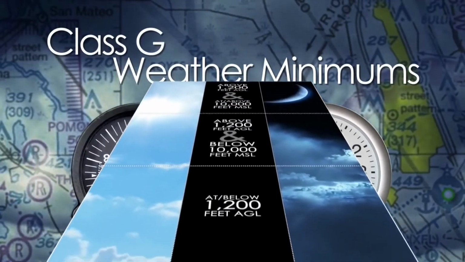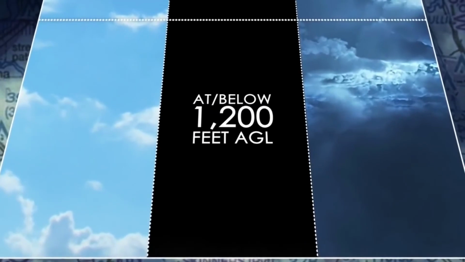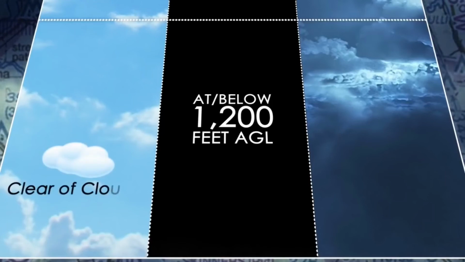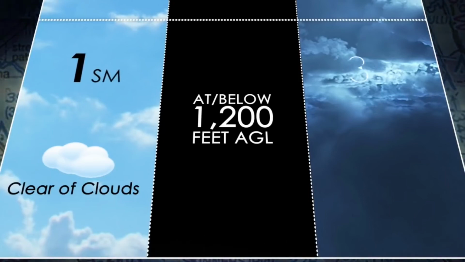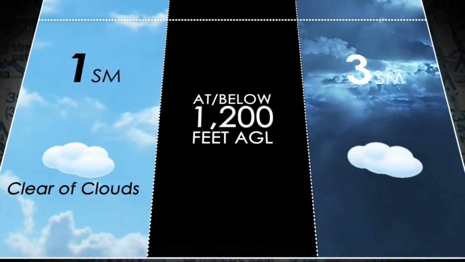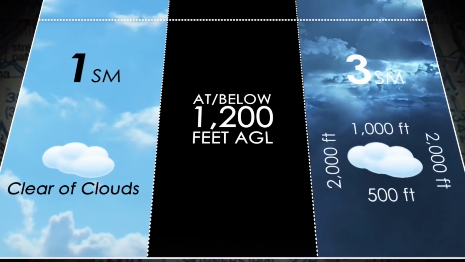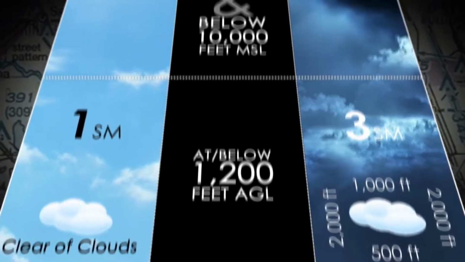Anytime the aircraft is within 1,200 feet of the surface, regardless of the MSL altitude during the day, the aircraft is required to remain clear of clouds, and the visibility must be at least 1 statute mile. At night, the visibility must be at least 3 statute miles, and cloud clearances are 500 feet below, 1,000 feet above, and 2,000 feet horizontally.